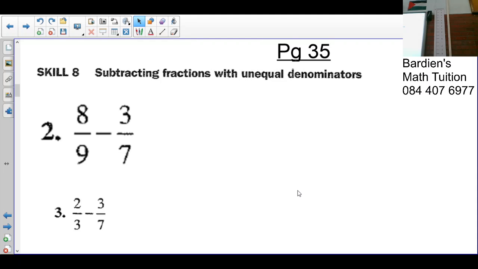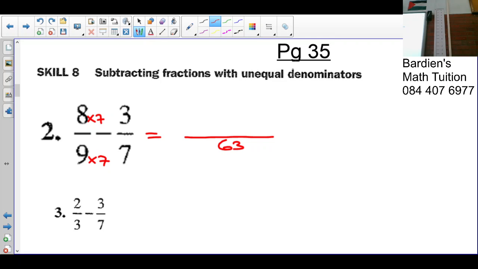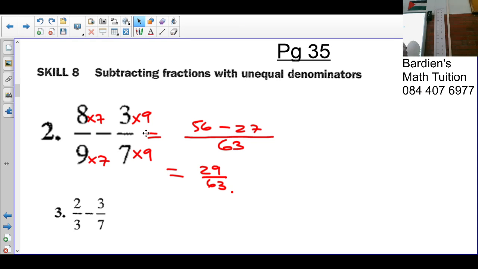Right, what's the LCM here? 63. So this must be multiplied by 7. 7 times 9 is 63. 7 times 8? 56. 7 times what is 63? 9. It's going to give you 27. What's 56 minus 27? 29 over 63. Any issues there? Problems? Right, you all understand? Yes. Right. Next.